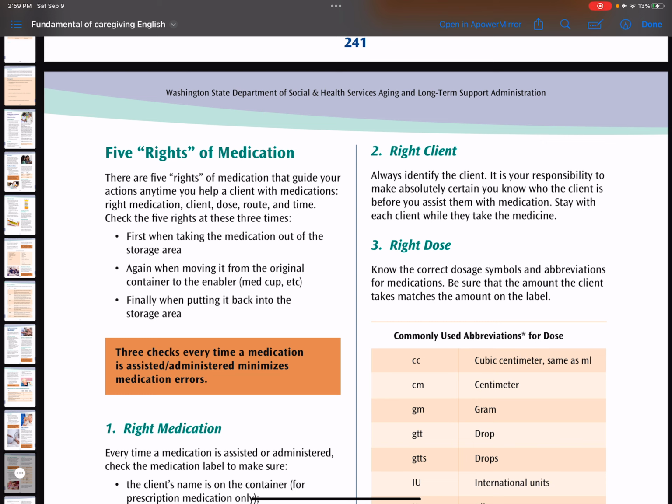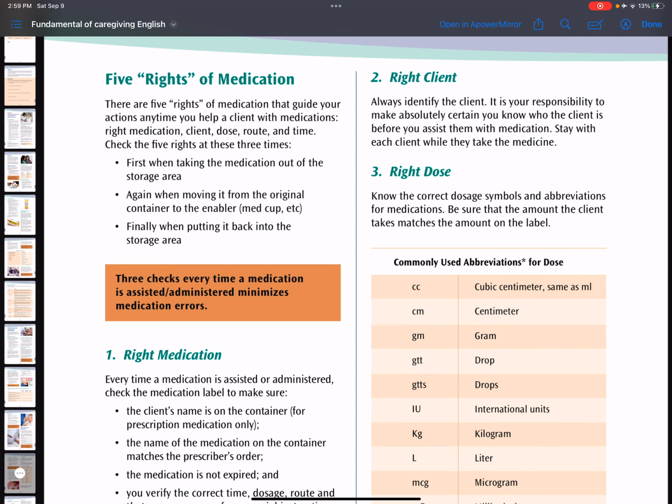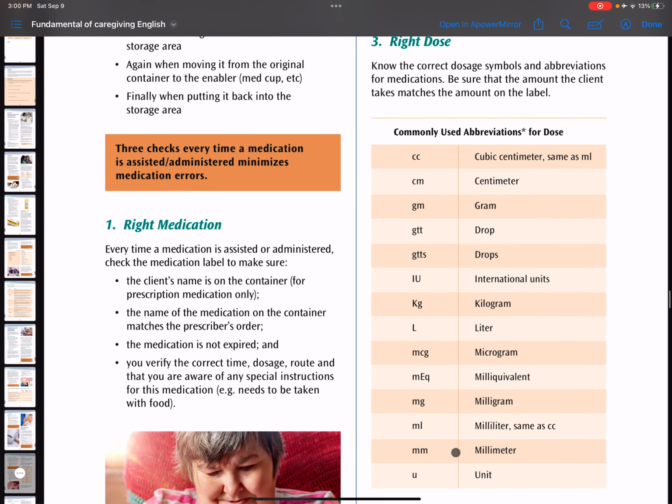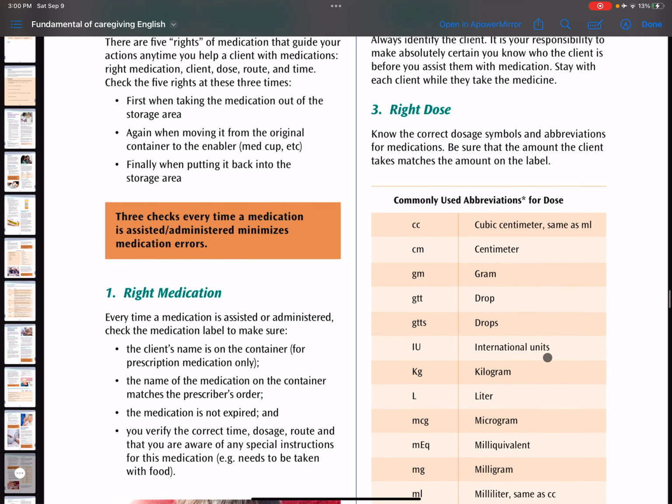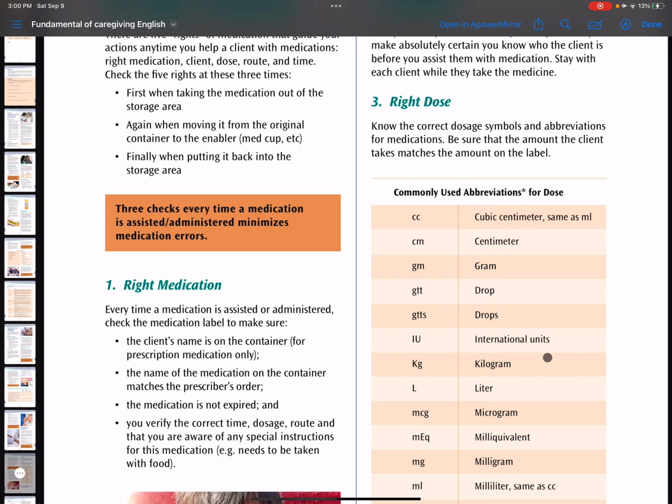And the third one is the right dose. Know the correct dosage, symbols, and abbreviations for medication. Be sure that the amount on the client's chart matches the amount on the label. So these are the labels: cc, centimeter, gram, drop, drops, international units, kilogram, liter, microgram, milliequivalent, milligram, milliliter, millimeter, unit. These are the units they put on the medication, so you make sure you know what you are doing.